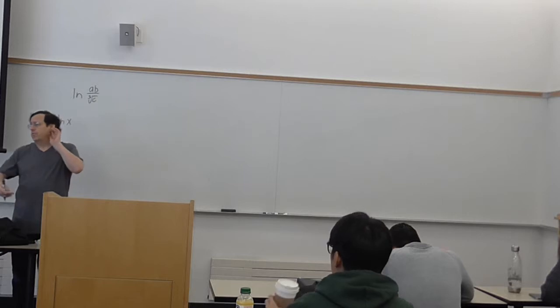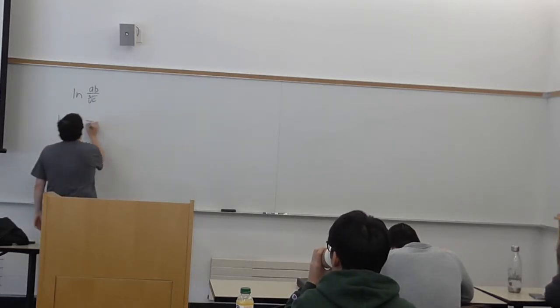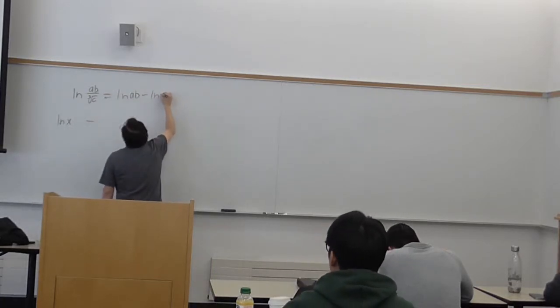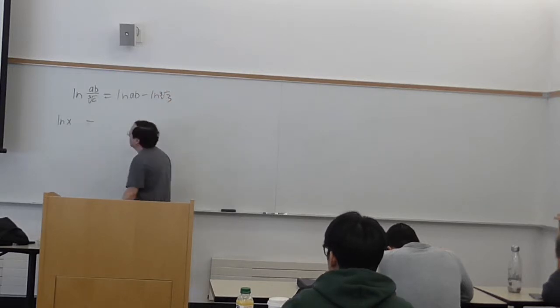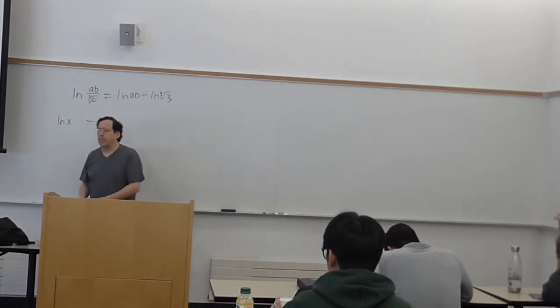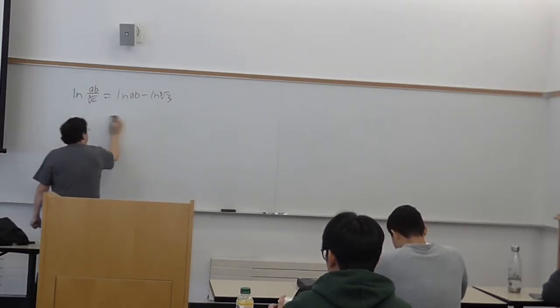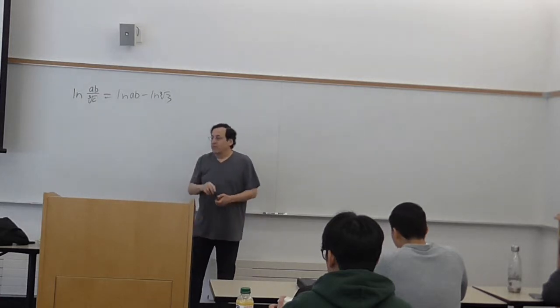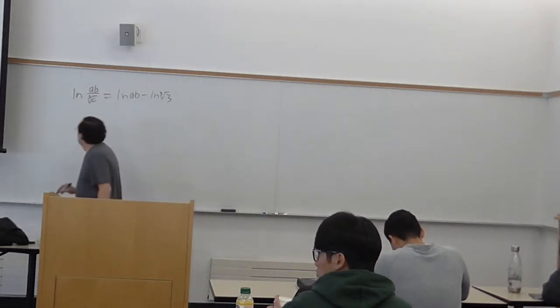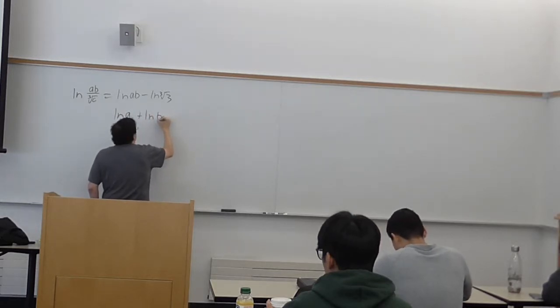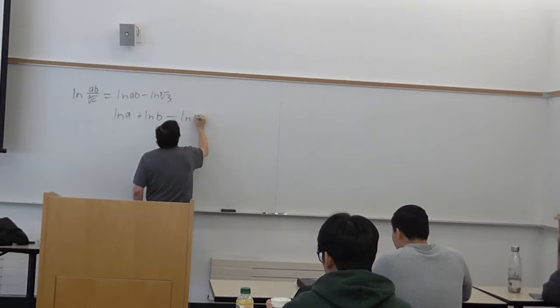Yes? Isn't that equal to the natural log of AB minus the natural log of... You have to speak real loud over the noise. Isn't that equal to the natural log of AB minus the natural log of... Absolutely. Okay. Good first step, thank you. What else can I do to break this down? Yes, John? Okay, ln of A plus ln of B minus ln of cube root of C.